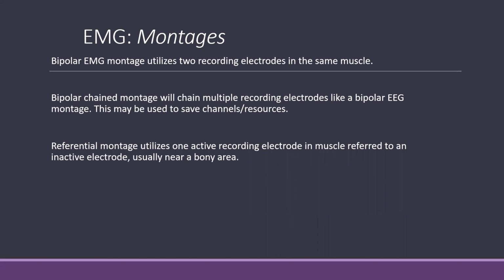The montages that we use can be configured in many different ways. Bipolar EMG montages utilize 2 recording electrodes in the same muscle. Bipolar chained montages will chain multiple recording electrodes, like a bipolar EEG montage. This may be used to save channels or resources if you're using a machine that doesn't allow you to use as many channels as you might need for a particular surgery. Referential montages utilize one active recording electrode in the muscle, and that's referred to an inactive electrode, usually near a bony area.